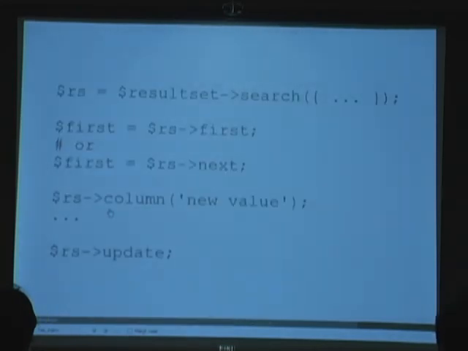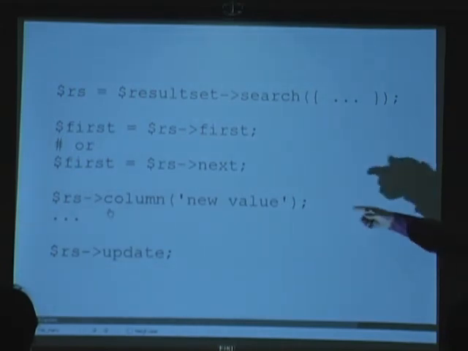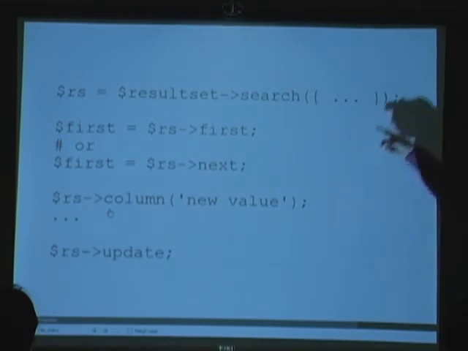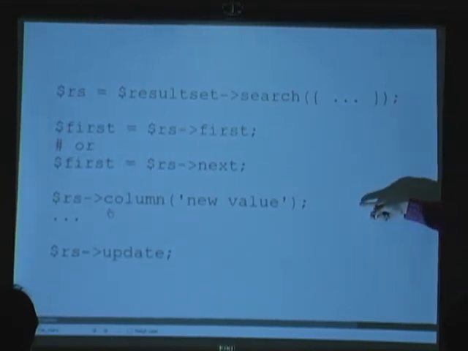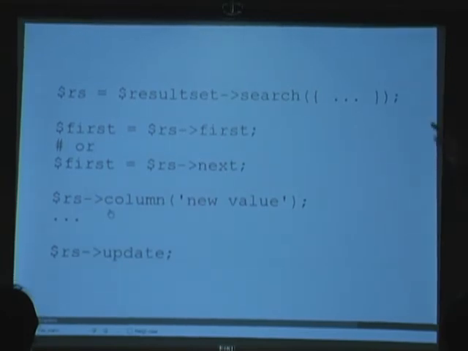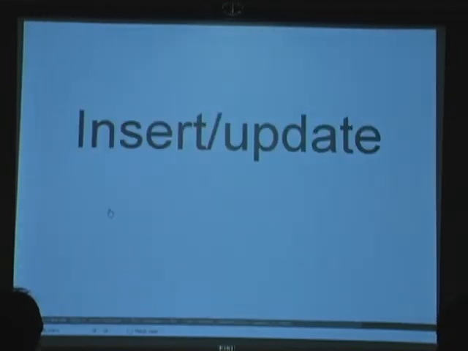Updating works pretty much the same way. So you can get a result set by searching. You can get the first record, or you can get the first record by starting to iterate over everything. And then you just set everything in the result set to the new value. So in this case, if we do rs column new value, that'll set column to new value in everything that matched in this result set. If you just wanted to do it in the first, you would say first column equals new value. And then when you're done with everything, you just say rs update, and then everything gets pushed back to the database.